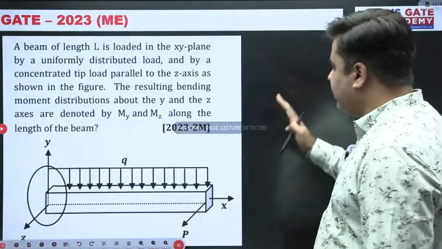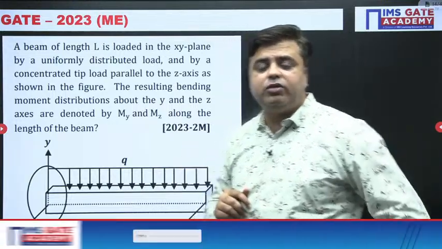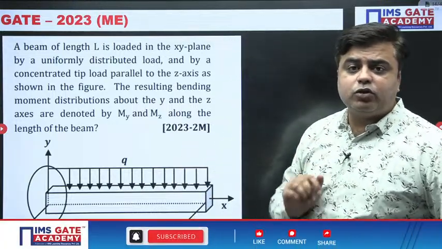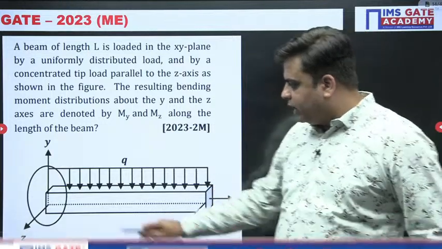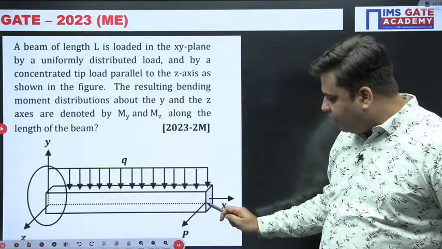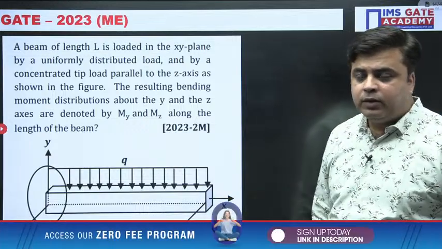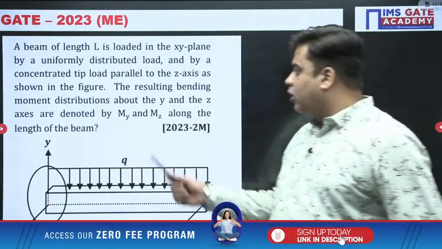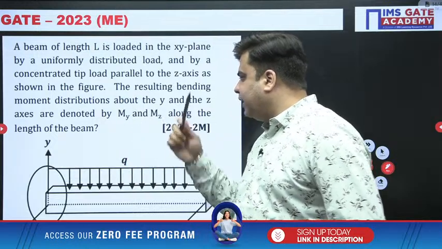Let's move ahead. Coming to the question of mechanical engineering, which is asked in the year 2023. And this is a question in which you have loading in two planes. You can see here, this is a UDL acting in the vertical plane and you have a horizontal load P acting in the horizontal plane. And they are asking to draw the bending moment diagram about My and Mz.